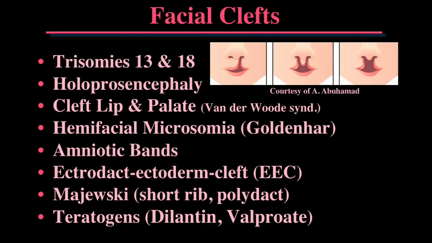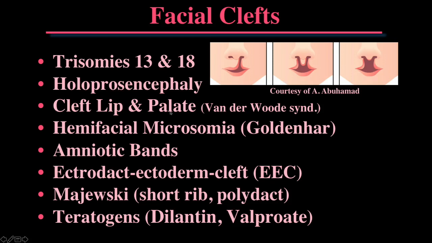So the kinds of clefts that we see are shown here: the unilateral, the bilateral, and the central or midline cleft, which is the one associated with multiple other anomalies, namely trisomy 13, holoprosencephaly, and so forth. Some of these other syndromes here, there's a lot of syndromes associated with cleft lip and palate.